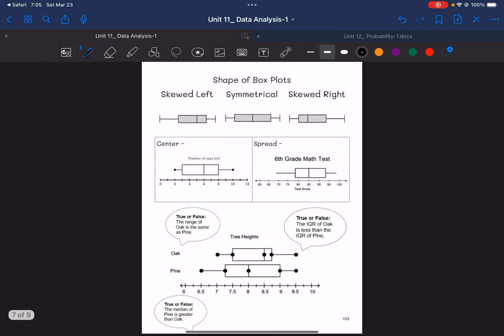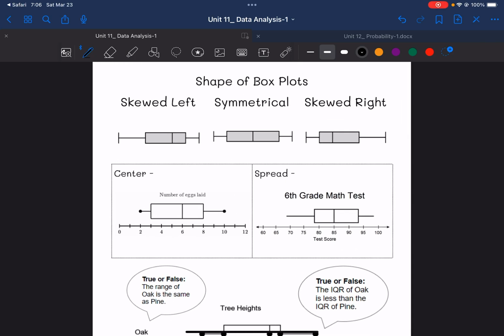Okay, so here we have the shape of box plot. So if you have a box plot that is skewed left, that means that the box is more to the right. If it is symmetrical, it's pretty much even. Skewed right means the box is more to the left.